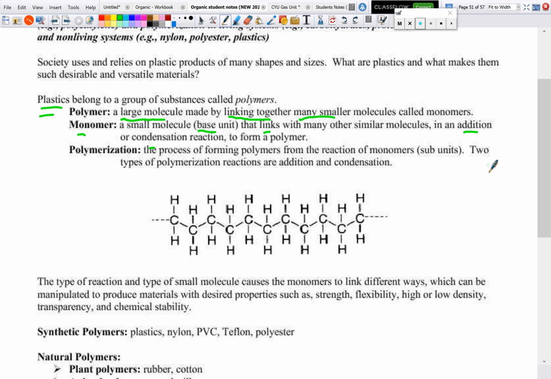So this is an example of what a polymer would look like. So we notice the little dots right here. This just means that this continues going on, and same thing on the other side right here. It's just this whole thing just repeats.